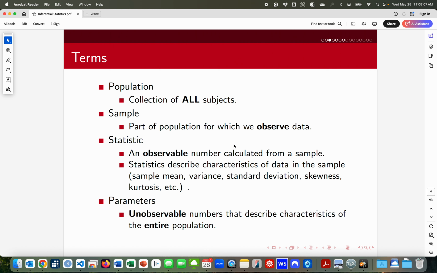A parameter is that unobserved number that describes the entire population. So I believe there is a number that represents the average number of hours spent studying for WKU students. That number does exist. I don't observe that number. I can only observe the sample statistic, which is the sample mean. So we're going to use what we learned from the sample to try to estimate this unobserved population parameter right here.